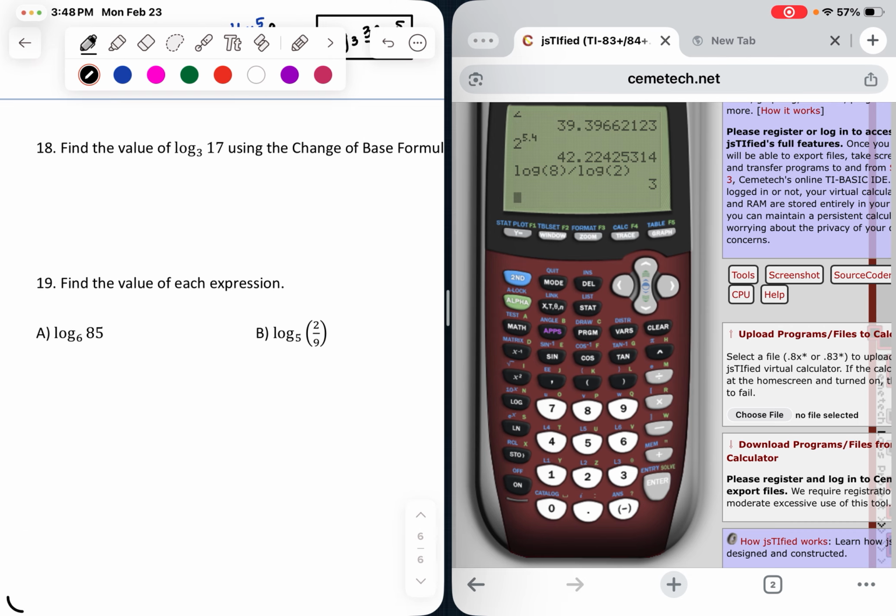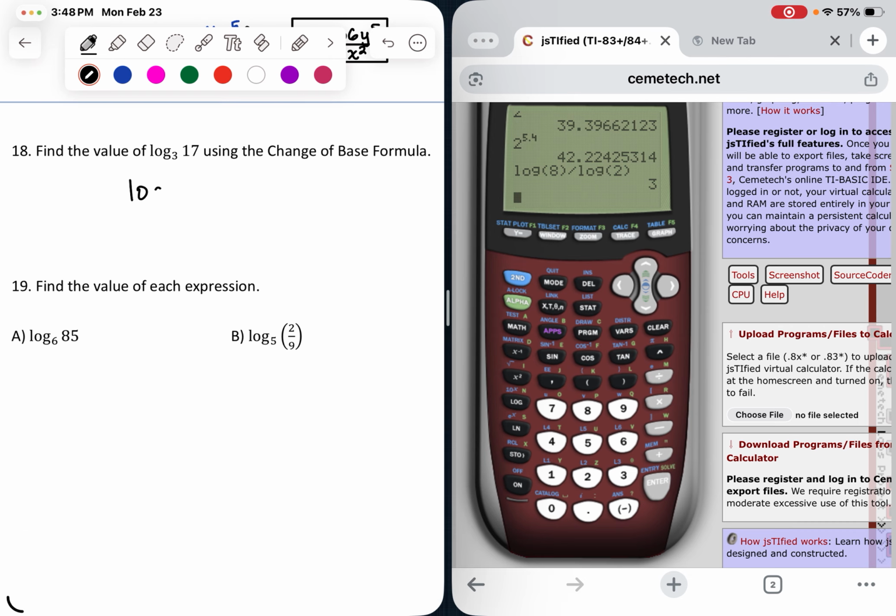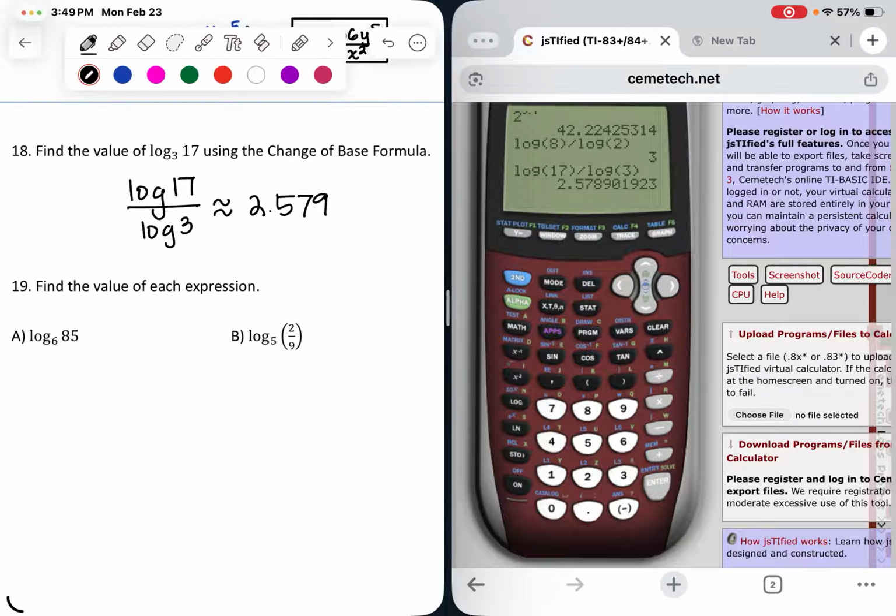So find the value of log base 3 of 17 using the change of base formula. We're going to do common log of 17 divided by common log of 3. And then we'll get a decimal approximation. So common log of 17, close the parentheses, divided by common log of 3, close the parentheses, hit enter, and we have 2.579. And that's a decimal approximation. And then what you could do to check it is you can say 3 to what power? 3 to the 2.57890, blah, blah, blah, is equal to 17.